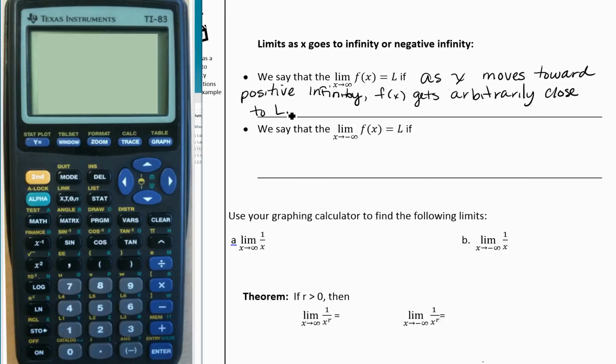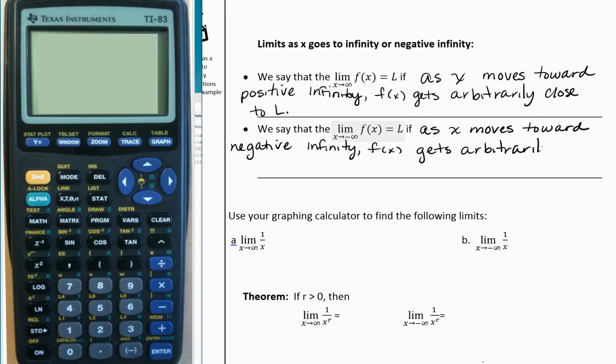Okay, and very similar definition, we say that the limit of f of x as x goes to negative infinity equals L if as x moves toward negative infinity, f of x gets arbitrarily close to L. And we'll talk about this in a minute, but you've probably actually already seen this in previous classes. These are going to be our horizontal asymptotes.